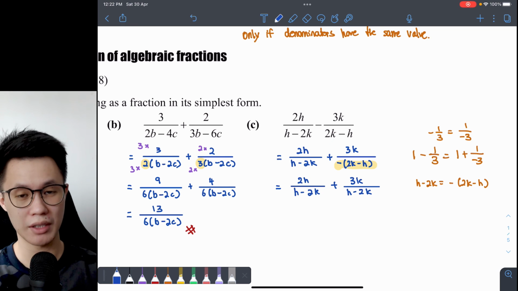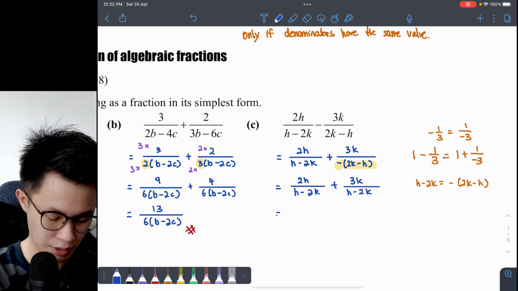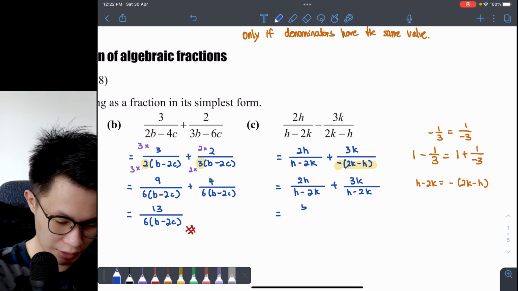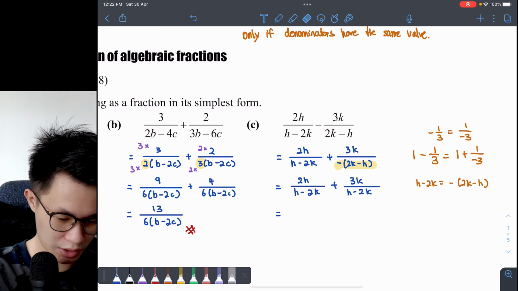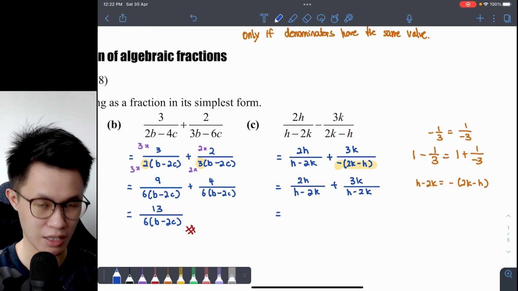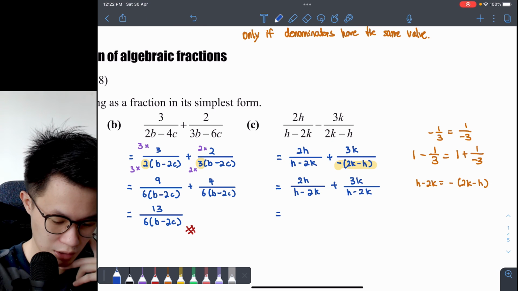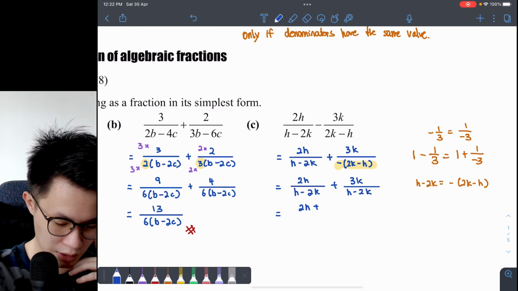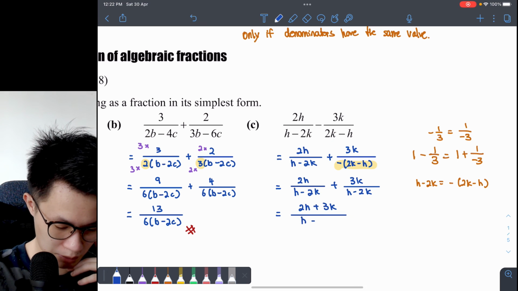and then you have made the denominators the same, and that will be h minus 2k because it's 2h. So you don't have to multiply anything. This whole part of part C is just infusing the negative sign in it. So it will be 2h plus 3k. Please do not try to add them up. It will not make sense. And this is h minus 2k.